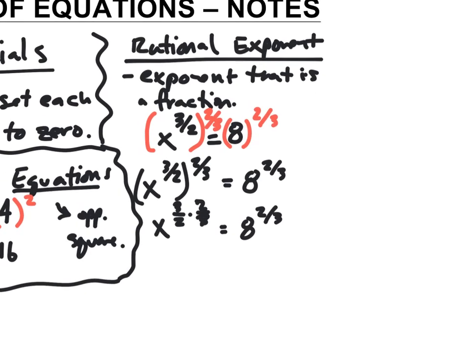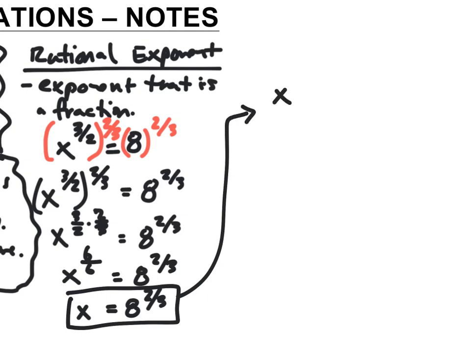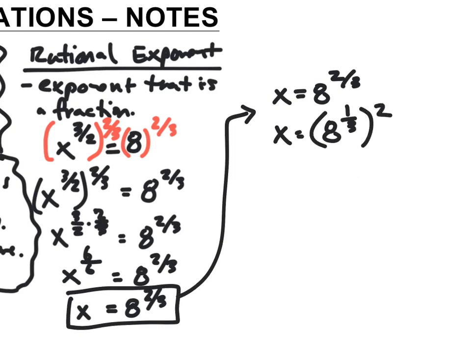Once I do that, I do 3 times 2, so I get x to the 6 over 2 times 3, which is 6, is equal to 8 to the 2/3. Okay, 6 over 6 is 1, so this is just going to be x is equal to 8 to the 2/3 power. Now at this point, what you want to think about is how do you evaluate this? If I have x is equal to 8 to the 2/3 power, I'm going to rewrite this as 8 to the 1/3 power raised to the 2nd power. Okay, and I can do that.